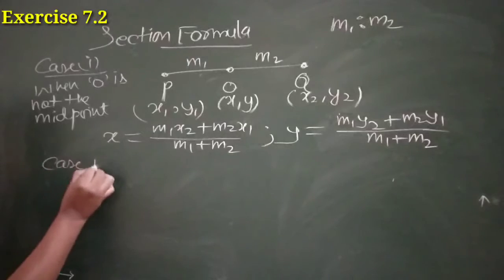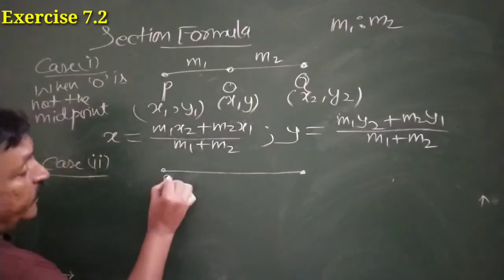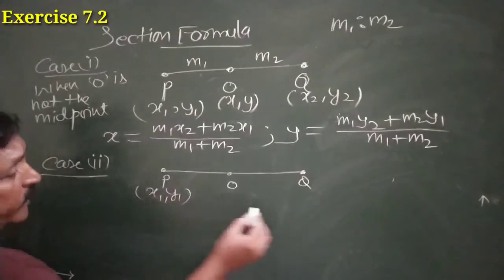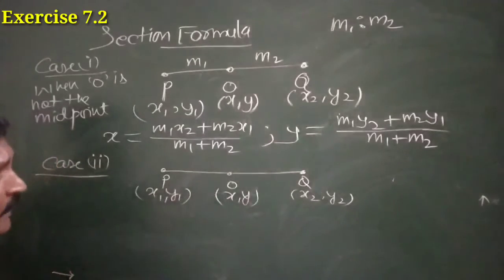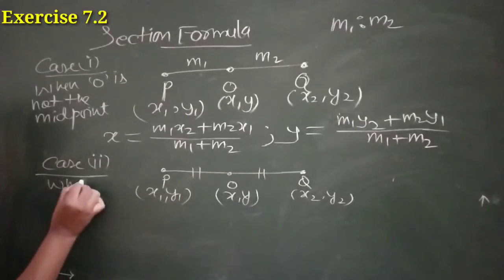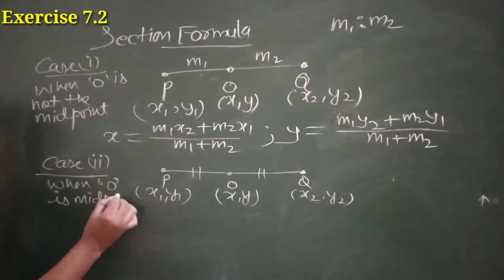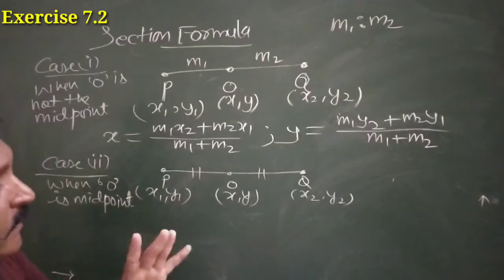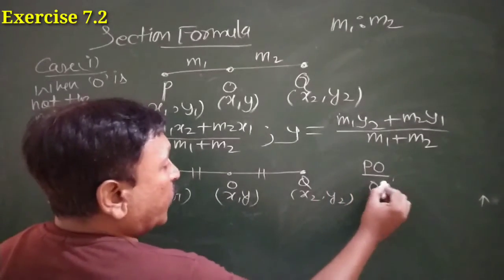Case second: again, this is P, this is Q, this is O. The coordinates of P are x1, y1, of Q are x2, y2, and of O are x, y. And in this case, O is the midpoint. So, what is the relation between these? Always remember one thing, if O is the midpoint, it means if I say PO upon OQ.